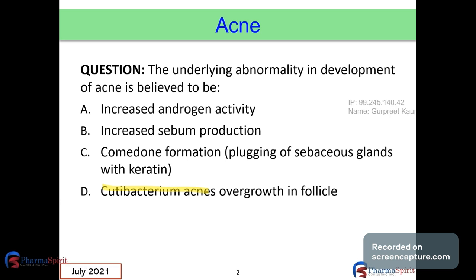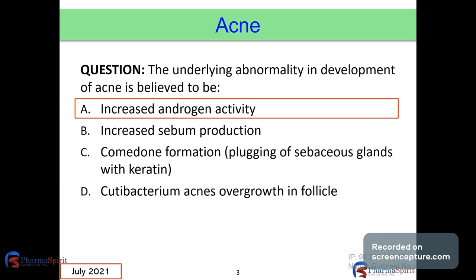So our first question is about the underlying abnormality. The question is, the underlying abnormality in development of acne is believed to be, and the answer for this question is A. So increased androgen effect or activity is believed to be the underlying abnormality in acne. The four abnormalities listed on this slide will take place in order. On the next slide, we'll talk a little bit more about the development of acne in detail, because we will need these details in order to understand the treatment.